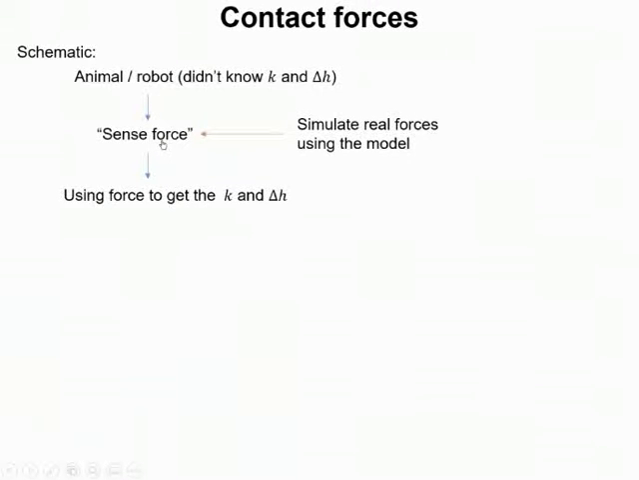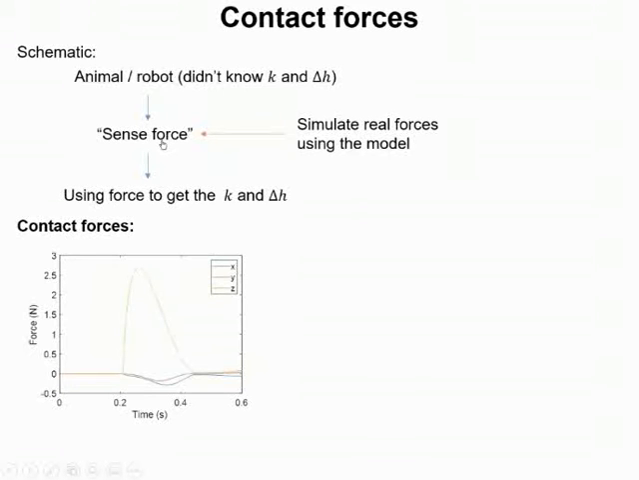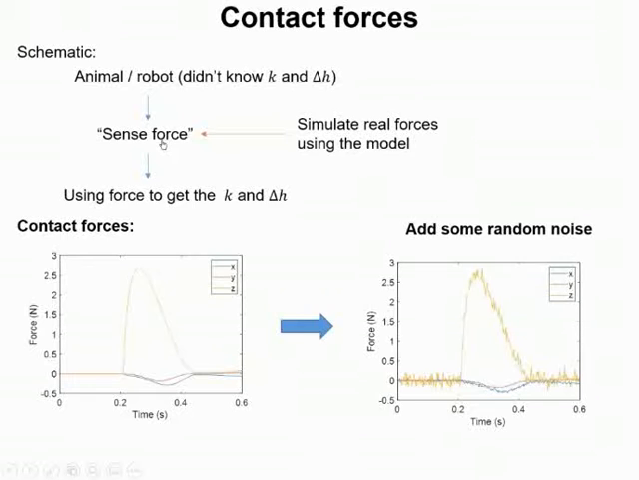We prescribe the beam model using stiffness and delta H, which are unknown to the body before contact. From the model, we can calculate the forces that the beams exert on the body. We added some Gaussian noise to the beam forces to simulate the real forces, which are noisy. The body can then measure these beam forces as it comes in contact with the beams.